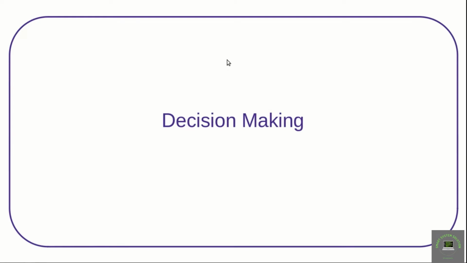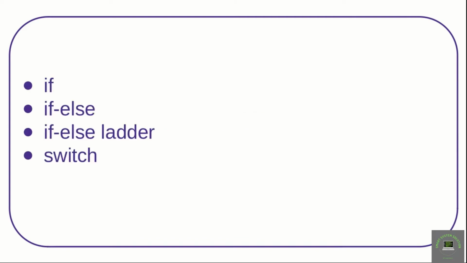Hello everyone, welcome to this new section on decision making. In this section we will learn about various decision making statements in C++ and Java. There are 4 different decision making statements, namely if, else, if else ladder and switch.